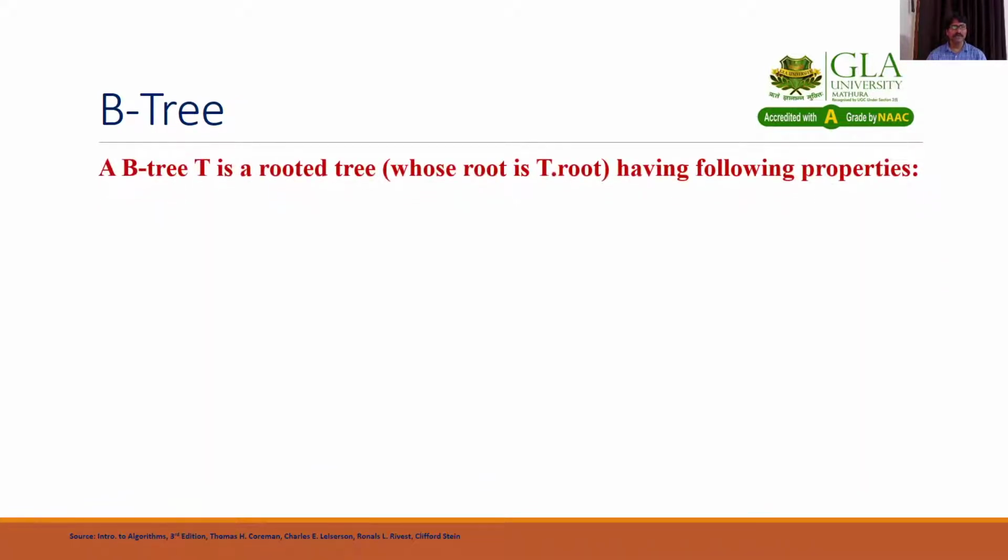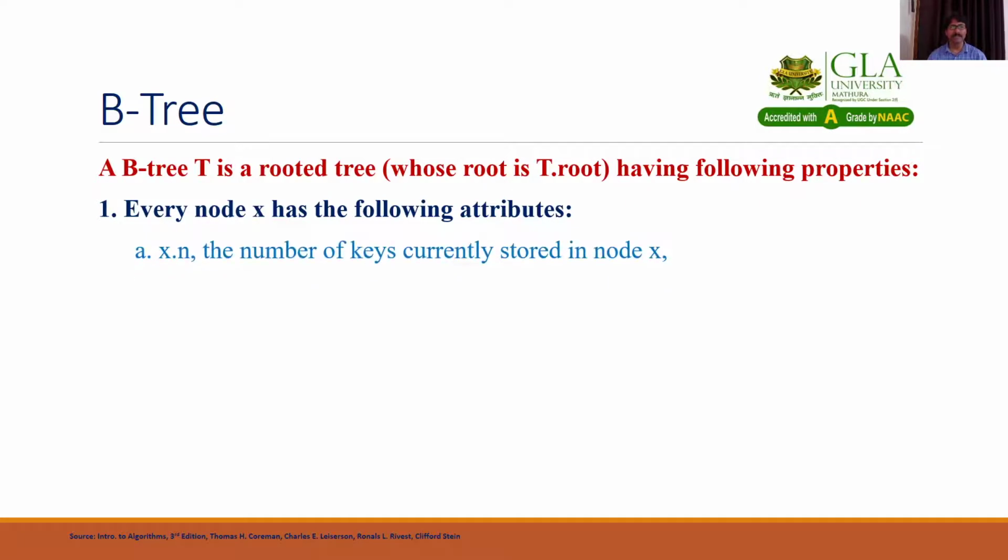Now I am going to discuss the properties that we have to follow at the time of creation of a B-tree. First property, we should know what our node is. Every node X has the following attributes. First point, X dot n, the number of keys currently stored in node X. If you have one node X and n number of elements, then you are able to store n elements in your node X.